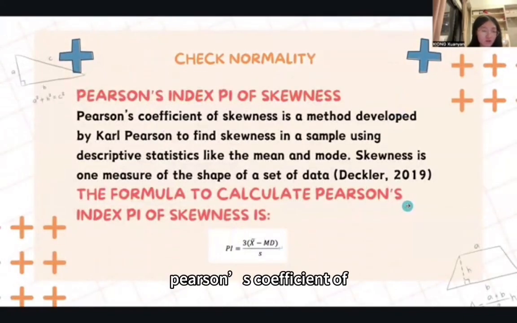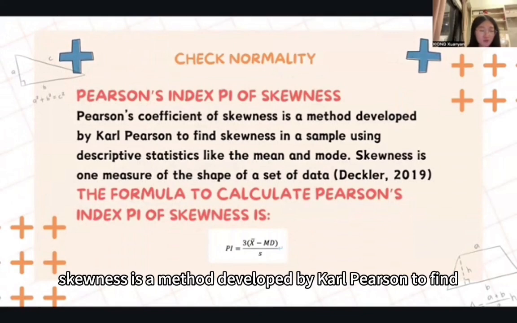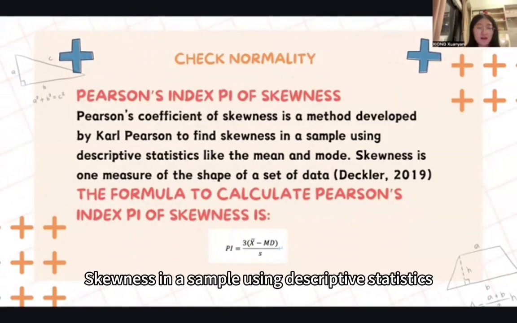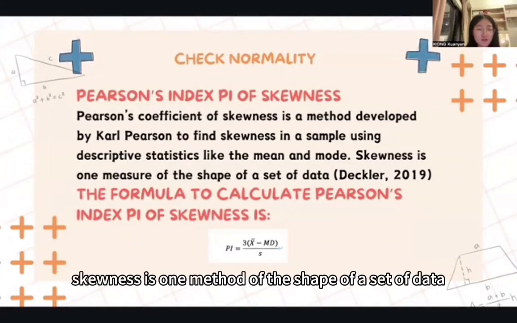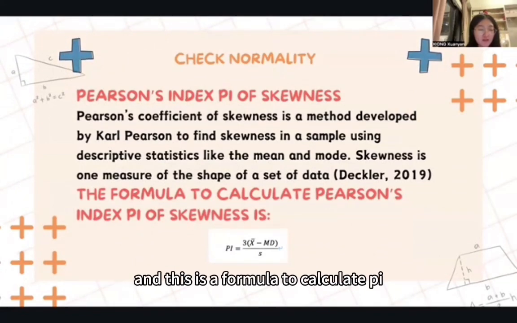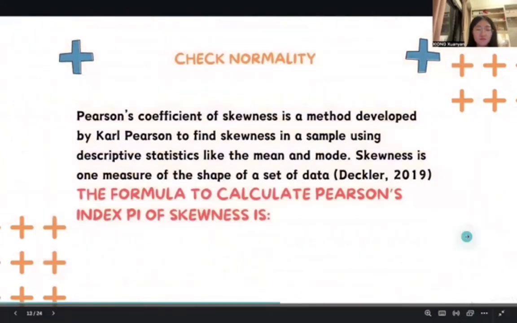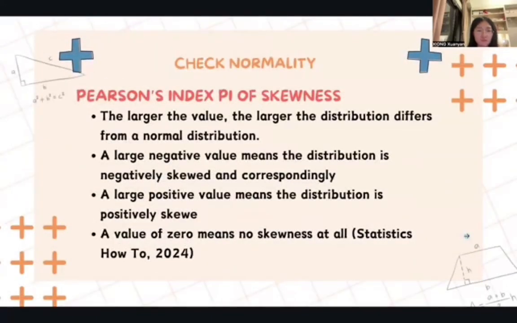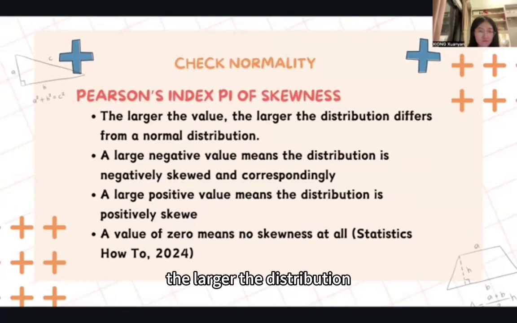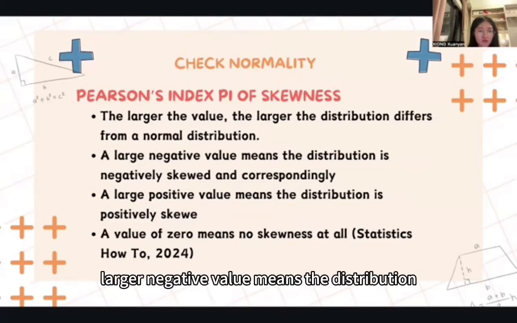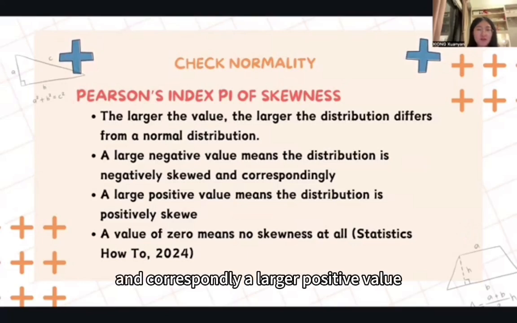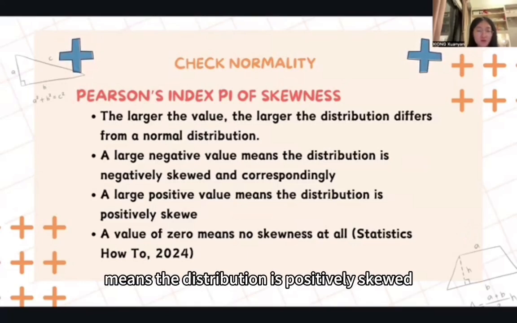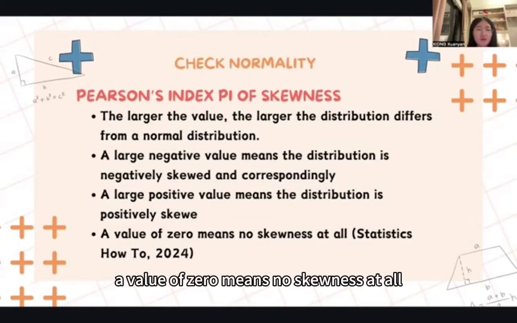Pearson's coefficient of skewness is a method developed by Pearson to find skewness in a sample using descriptive statistics such as the mean and mode. Skewness is one measure of the shape of a set of data, and this is the formula to calculate it. The larger the absolute value, the more the distribution differs from a normal distribution. A larger negative value means the distribution is negatively skewed, and correspondingly, a larger positive value means the distribution is positively skewed. A value of 0 means no skewness at all.